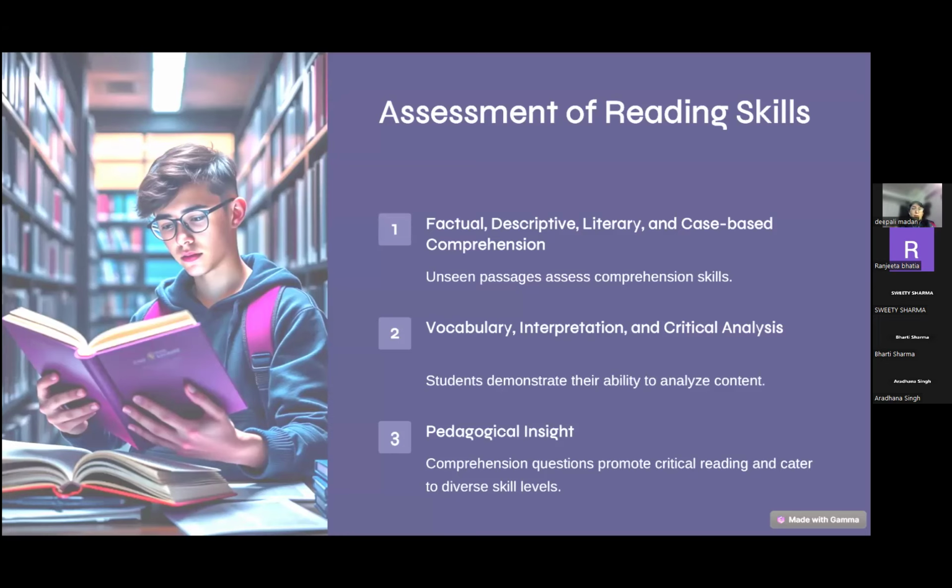I guess the basic purpose is that this is one authentic piece of writing, and our children should be able to read these kinds of texts and draw information from them. So these are passages which have some kind of data or graph, some kind of information given, and they have to read and analyze the information to write down the answers. Then the question kinds can be vocabulary questions, critical analysis questions, and we even ask them to interpret the information and then produce the answers.